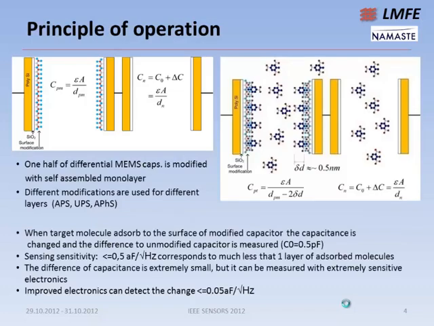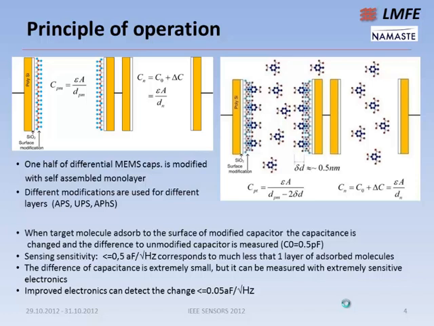What is the principle of operation? Basically, we have a pair of polysilicon capacitors covered by silicon dioxide. One of the capacitors in each pair we modified by appropriate modification. I will show later on what it is. This was the work of our chemists. Here, this picture shows how the TNT molecules attach to the functionalized part, but not on the other part. So one of the capacitors changes its capacitance.